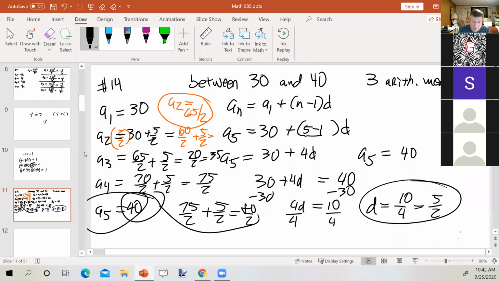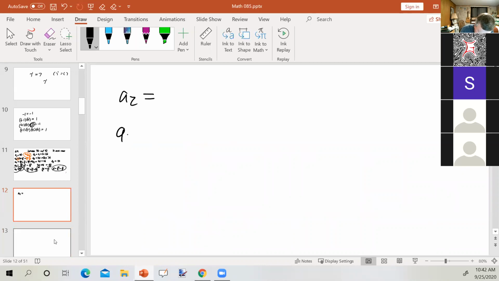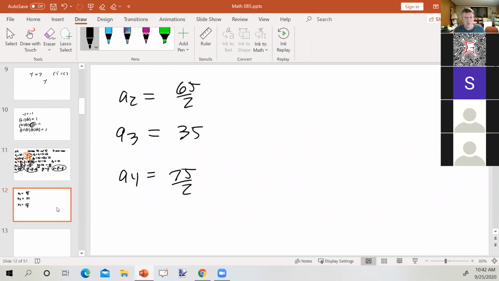So our three arithmetic means there would be, let's see here, a sub 2, a sub 3, and a sub 4 are 65 over 2, 35, and 75 over 2. So again, this one, and this one, and this one. Sorry, things got messy there. I keep running out of room. Any questions on that one?